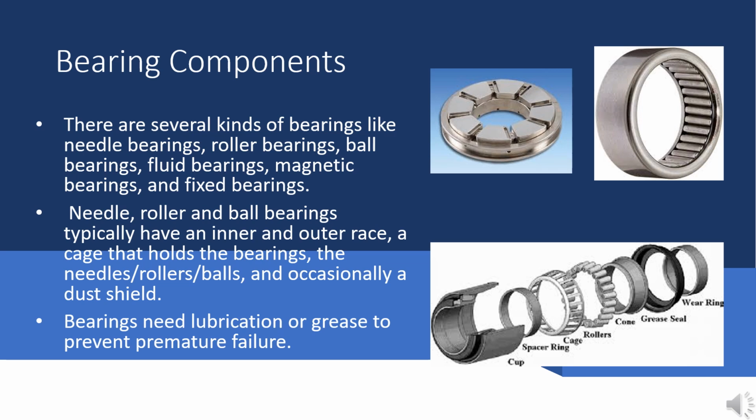Needle, roller, and ball bearings typically have an inner race, an outer race, and a cage that holds the bearings. As you can see in the picture on the bottom here, we have the rollers, the cage, and then I guess the cup on this would be considered kind of like the race for that.